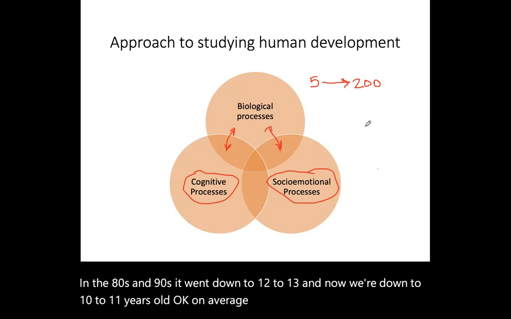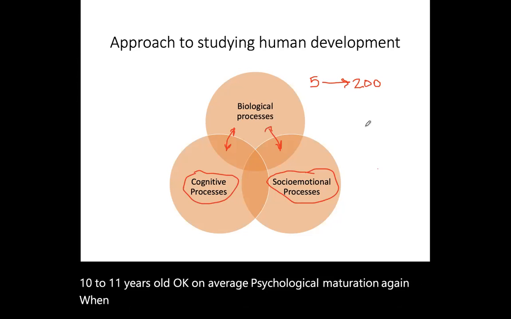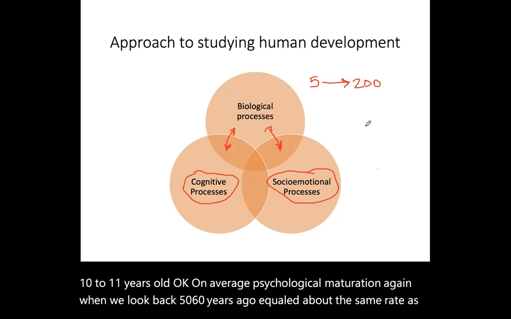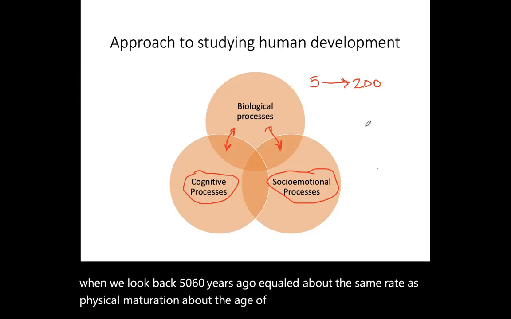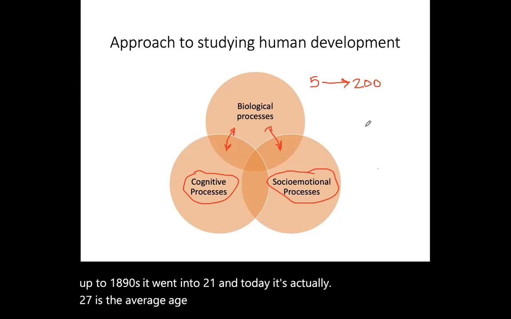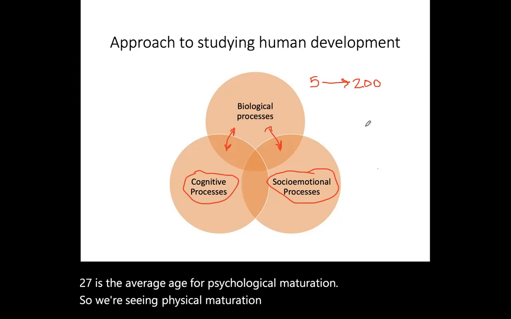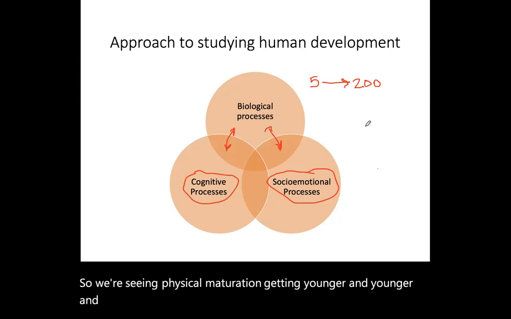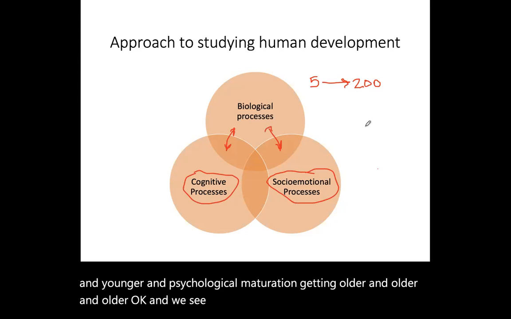Psychological maturation, again, when we look back 50, 60 years ago, equaled about the same rate as physical maturation, about the age of 16. But then in the 80s, it went up to 18, 90s, it went to 21. And today it's actually 27 is the average age for psychological maturation. So we're seeing physical maturation getting younger and younger and younger, and psychological maturation getting older and older and older, okay? And we see a gender difference in this as well.